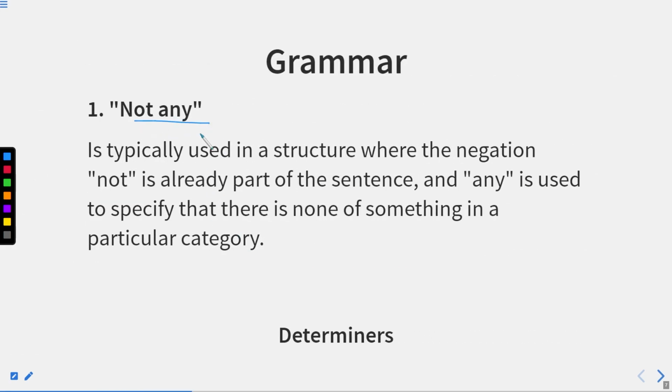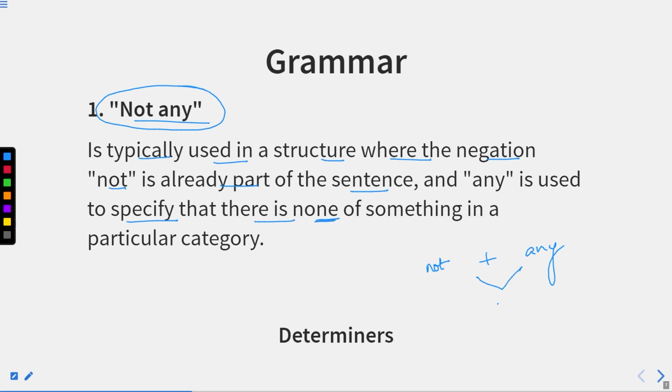Not any. We have another term that is not any. So we can use this term as well. Now we will read the use of not any. Any refers to if we are asking about some quantity which is not specific or definite. Not is a negation adverb. It is typically used in a structure where the negation not is already part of the sentence. It means in the given sentence, we have the word not as well as any. And any is used to specify that there is none.